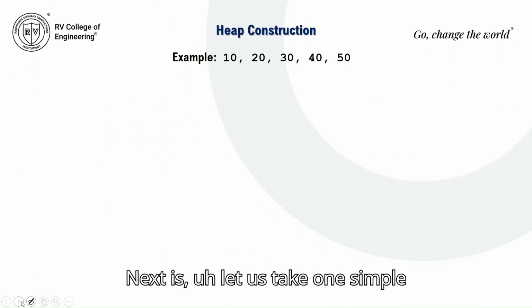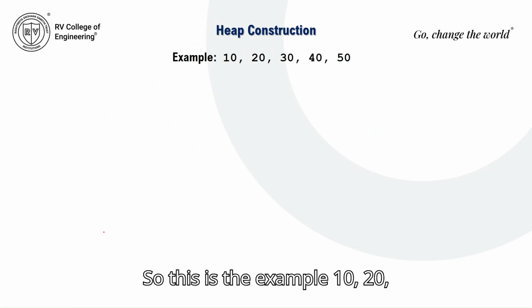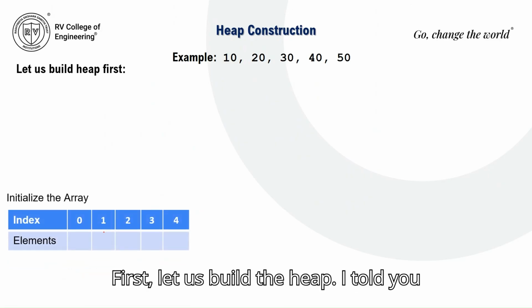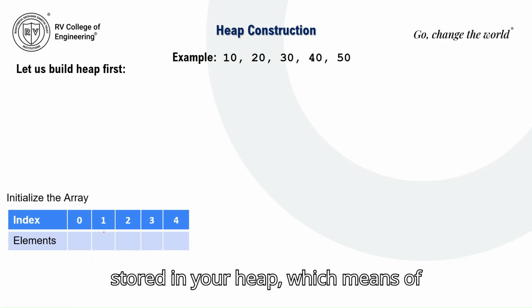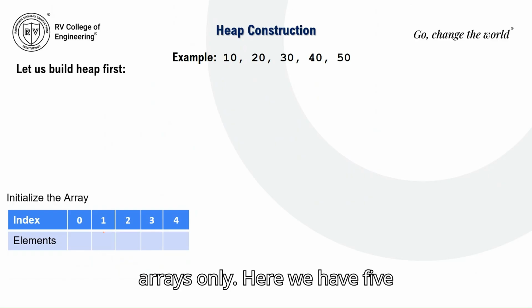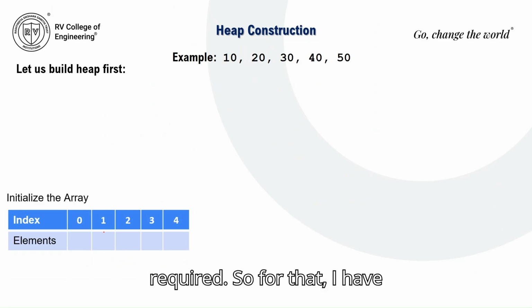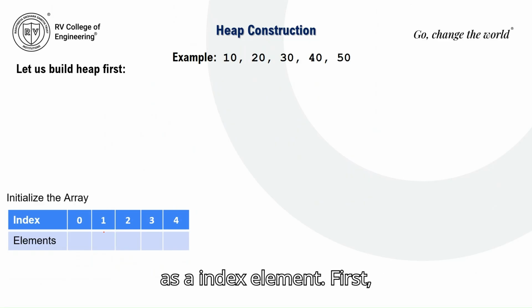Next, let us take one simple example and construct the heap. So this is the example: 10, 20, 30, 40, and 50. First, let us build the heap. I told you already how the elements are stored in your heap, which means of course we will make use of arrays only. Here we have 5 elements, so 5 storage spaces are required. So for that, I have taken 0, 1, 2, 3, 4 as the array indices.